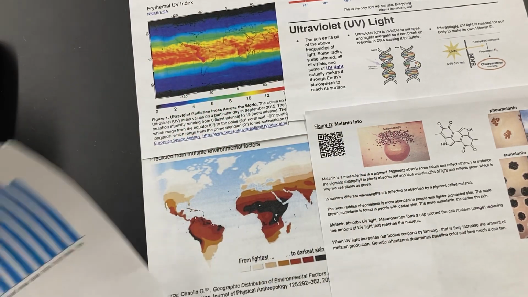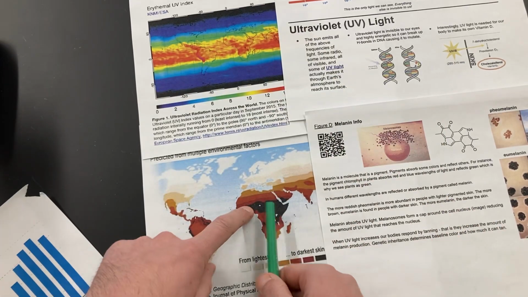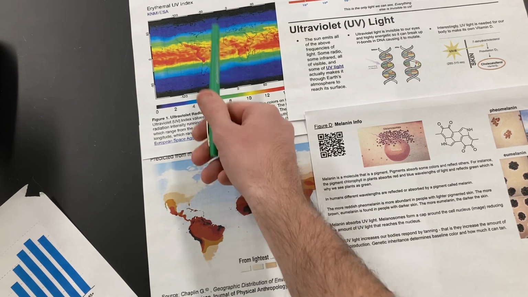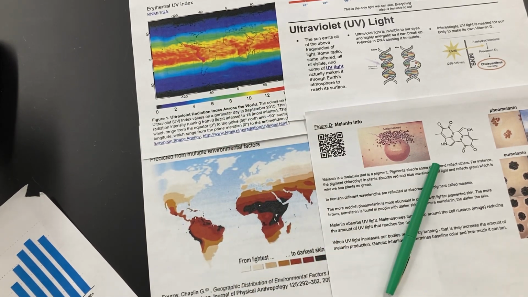So if that's the case, then why? What's another factor? Why would having more melanin, where there's more UV light, be more advantageous? What actually is that selection pressure?